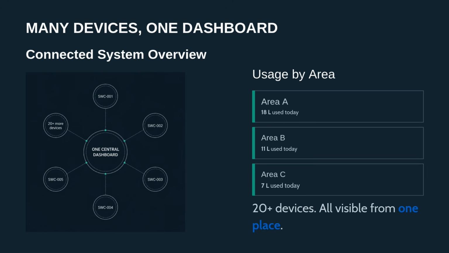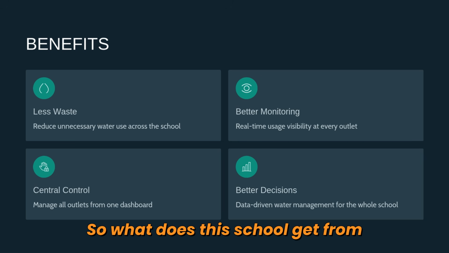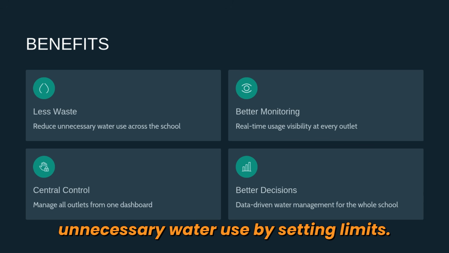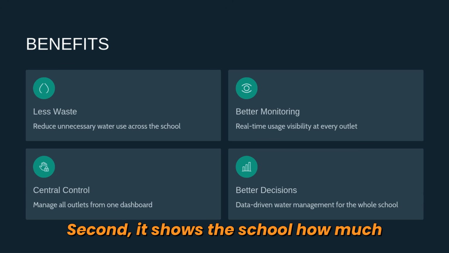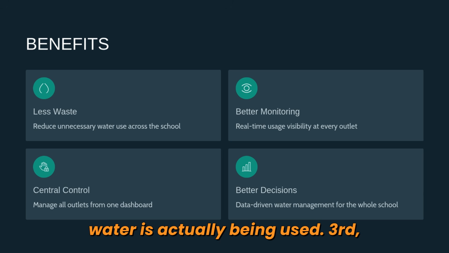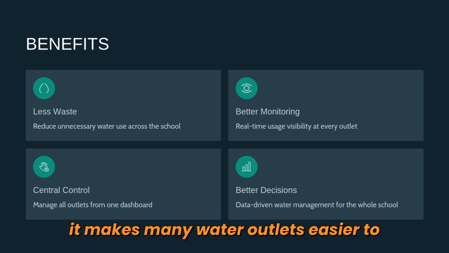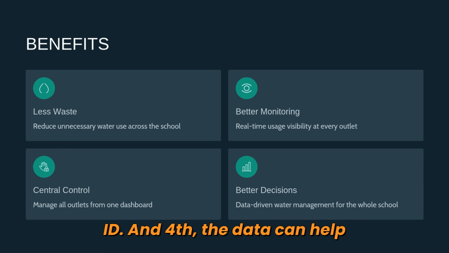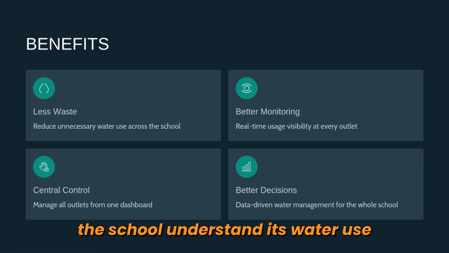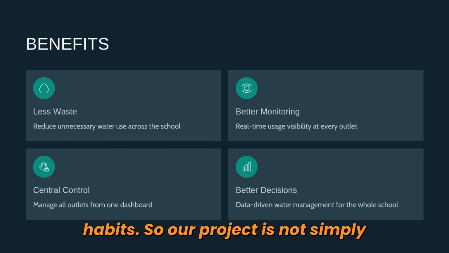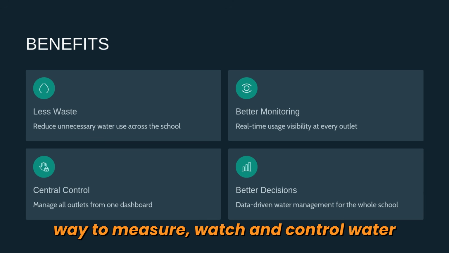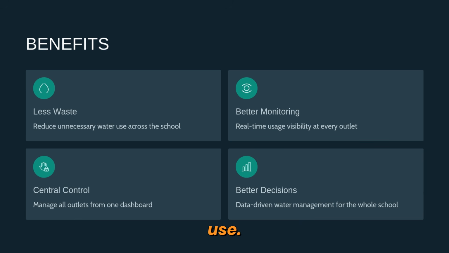So what does the school get from this system? First, it can help reduce unnecessary water use by setting limits. Second, it shows the school how much water is actually being used. Third, it makes many water outlets easier to manage because every device has its own ID. And fourth, the data can help the school understand its water use habits. So, our project is not simply saying save water, it gives the school a way to measure, watch, and control water use.